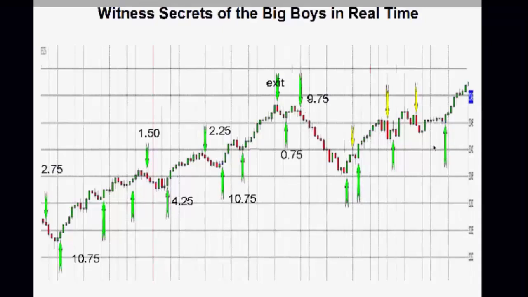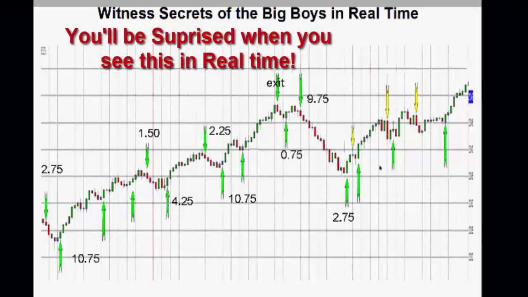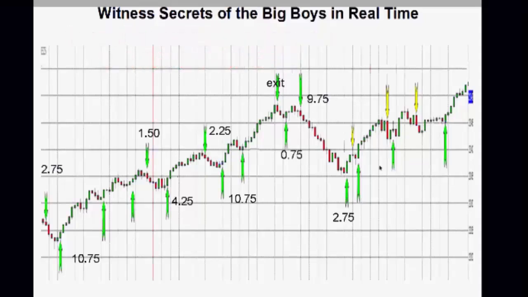Here, we make 9.25 here. We get in on a reverse trade here, and you say, gosh, you got in at perfect times here. You'll be surprised when you see this in real time, what's happening with this. You can say, wow, how can you get in on the real times? You're getting in virtually where you need to go in here.